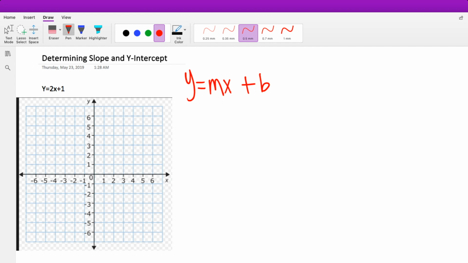Alright, so y equals mx plus b. I recommend you write this down. This is called slope-intercept form.